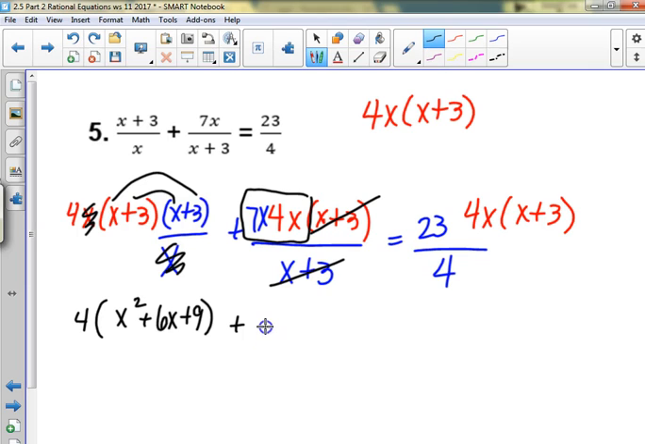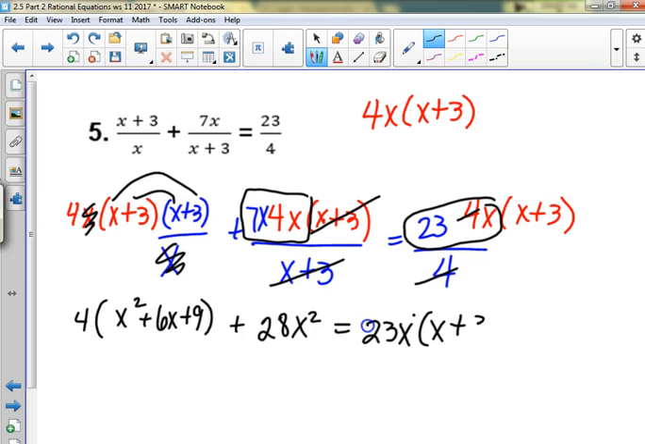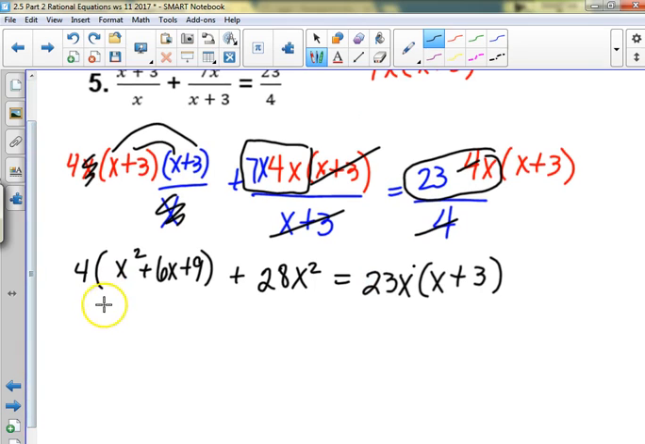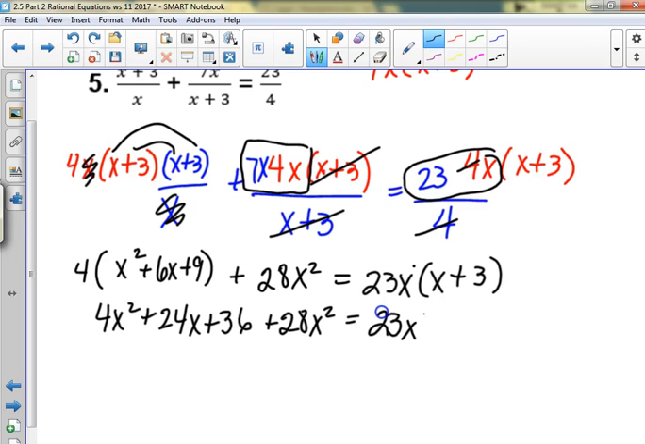So 7x times 4x is 28x squared. That seems okay with me. And only the 4 divides over here, so we're distributing what? 23x? Yeah, I'll just write that. Times x plus 3. All right, because I got to do some distributing over here anyway. 4x squared plus 24x plus 36 plus 28x squared equals 23x squared plus 69x.